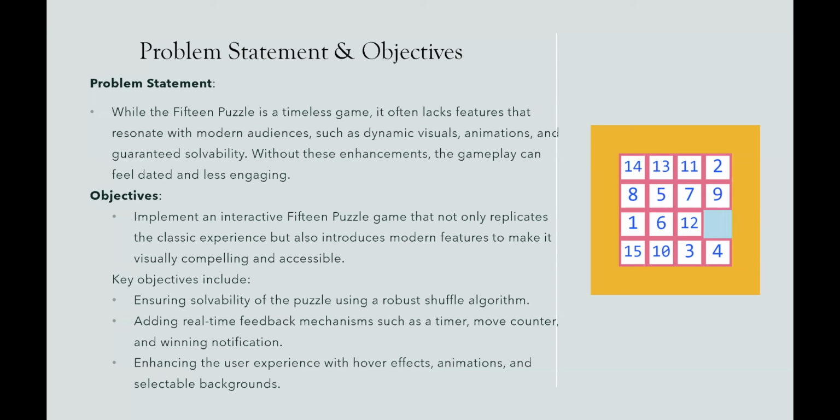Objectives. Implement an interactive 15 puzzle game that not only replicates the classic experience, but also introduces modern features to make it visually compelling and accessible. Key objectives include ensuring solvability of the puzzle using a robust shuffle algorithm, adding real-time feedback mechanisms such as a timer, move counter, and winning notification, and enhancing the user experience with hover effects, animations, and selectable backgrounds.